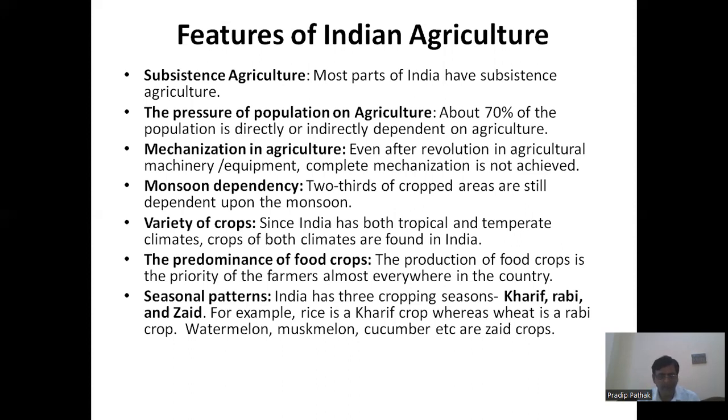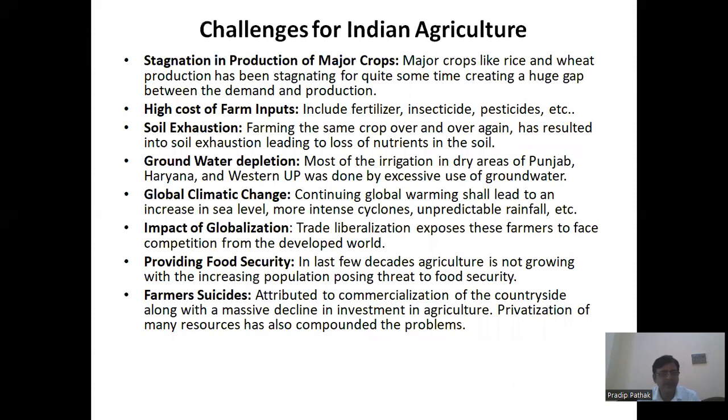Watermelon, muskmelon, cucumber, etc. are the Jaid crops. So the Jaid season is basically a small duration of 2 to 3 months between the Rabi and Kharif. Okay. So these are important features of Indian agriculture. Now let us see what were the challenges for Indian agriculture.